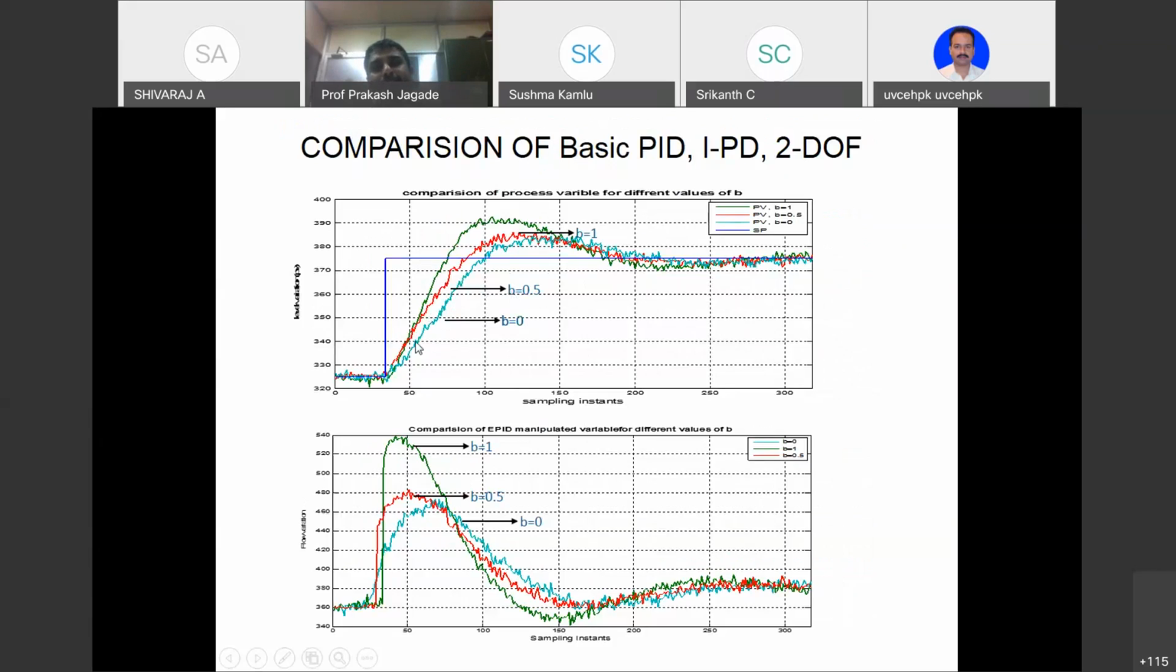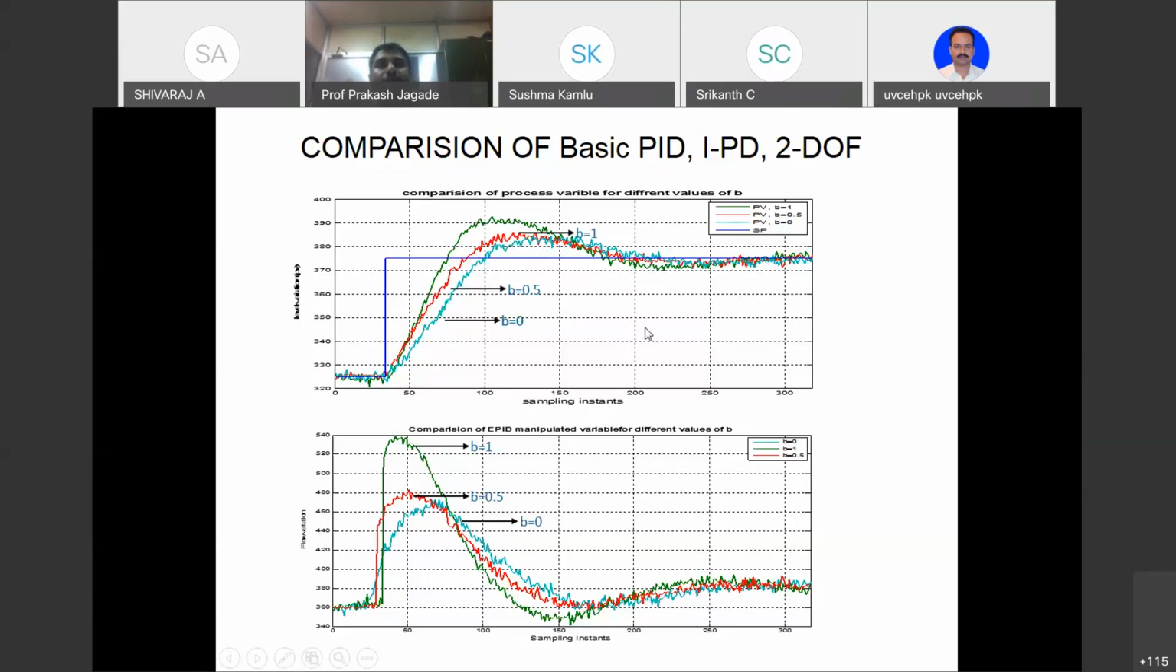By changing the value of B, if you set B equal to 1, you will get large overshoot. By reducing the value of B from 1 to 0, you'll be able to reduce the overshoot. Relatively, overshoot will be less compared to B equal to 1. But irrespective of whatever be the value of B, you will approach the set point almost at the same time. At the same time, you can get smooth variation in the control.